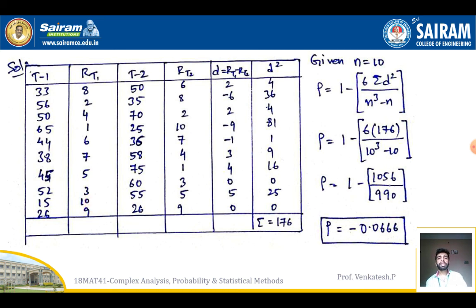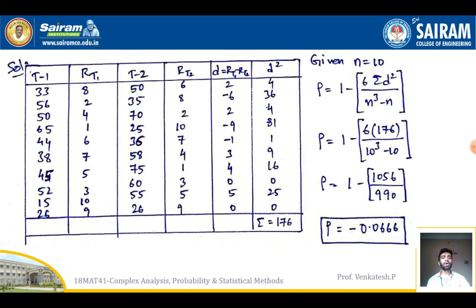And the test 2 marks I will be taking here, and the rank for test 2 will be 6, 8, 2, 10, 7, 4, 1, 3, 5, 9. So find the difference between the rank of test 1 and the rank of test 2. I'll be getting 2, minus 6, 2, minus 9, minus 1, 3, 4, 0, 5, 0. On squaring the differences, I'll be getting 4, 36, 4, 81, 1, 9, 16, 0, 25, 0. On doing summation, summation d square will be equal to 176.